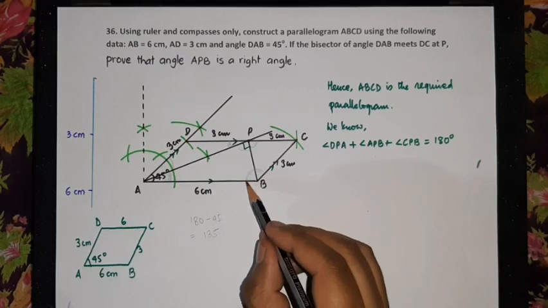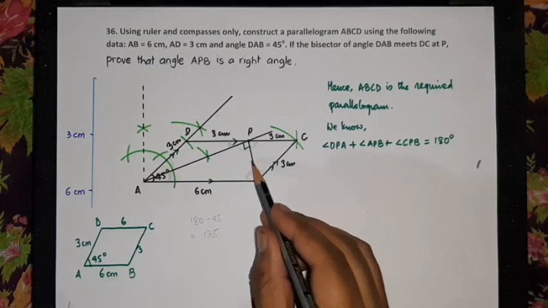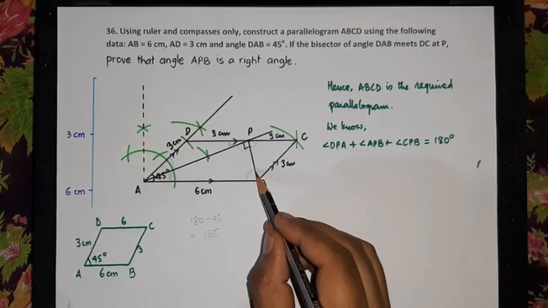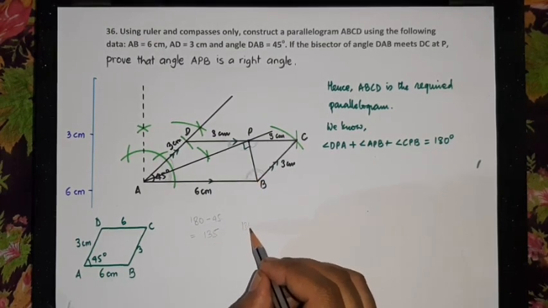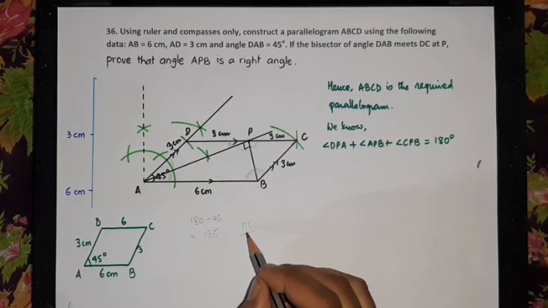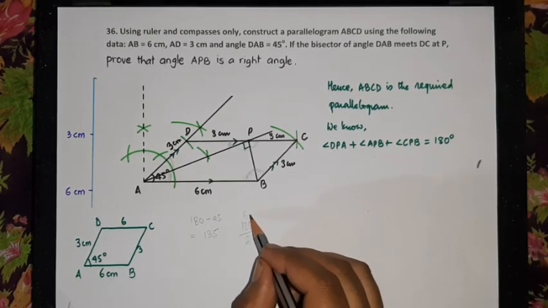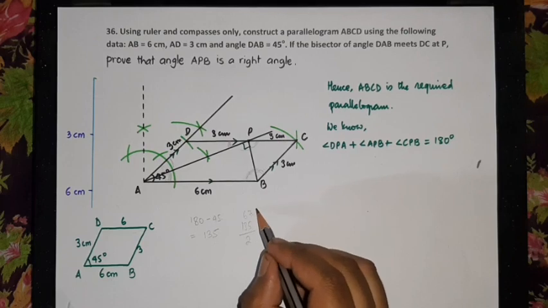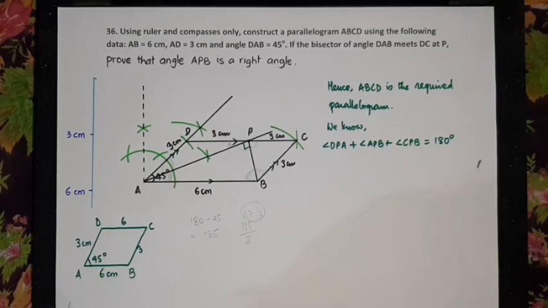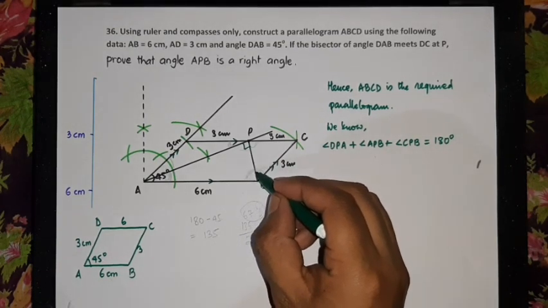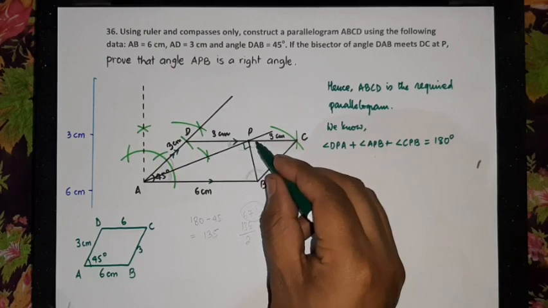Okay, so the half of this, because we know that BP is also a bisector. Okay, so we need to find the half of this, that is half of 135 will be how much? So it will be 67 and a half. Okay, so basically we saw that this is 67.5, this is also 67.5, right?